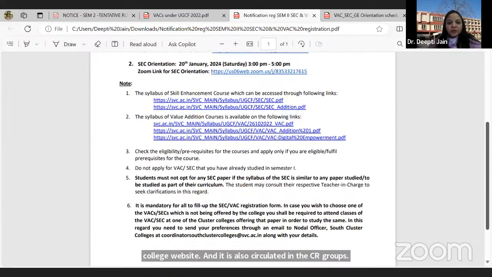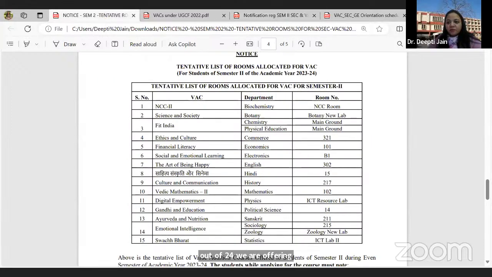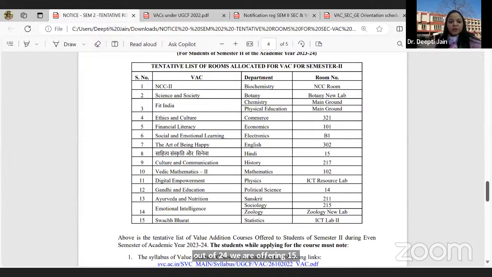So if you go down, you can see here the link to the syllabus is also given. All these syllabi are uploaded on the college website. You can click on these links and have a look at all the papers. The University of Delhi offers 24 papers, and out of 24, we are offering 15. These are the 15 VACs we are offering to the second semester students. This notification is also on the college website. The list of the VACs offered by various departments is given, along with the name of the departments, and the room number is also mentioned for the first class.